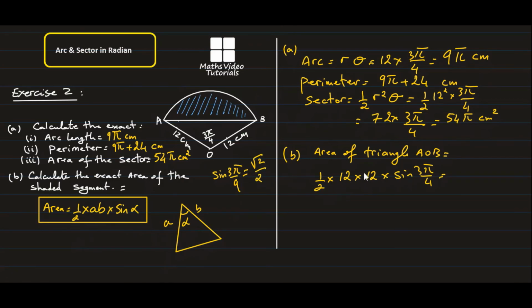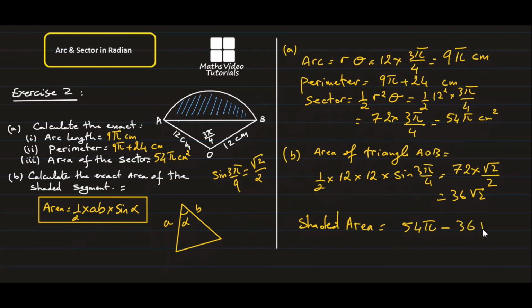So let's do some calculation here. 144 divided by 2 is 72. Let's write it down first. 72 times root 2 over 2. So 72 divided by 2 is 36 root 2. So that is just the area of the triangle. We need to subtract this from the sector. So the shaded area equals 54 pi, take away 36 square root of 2. And that is the answer to part B. And that's how we answer this exercise.